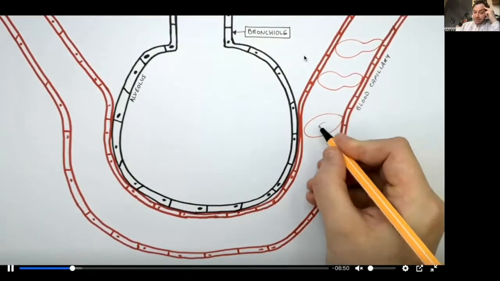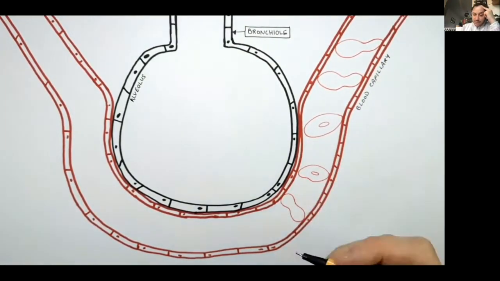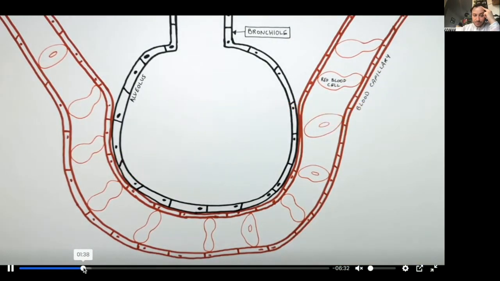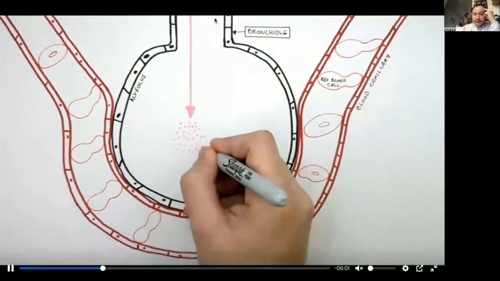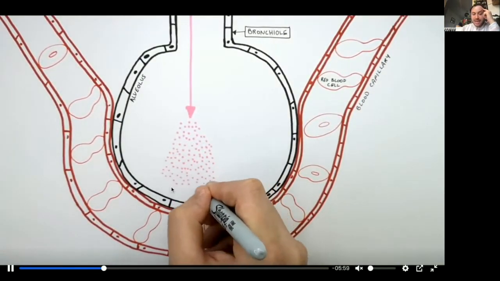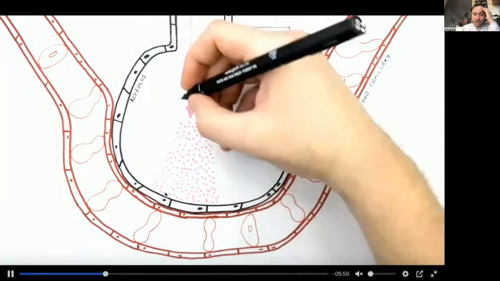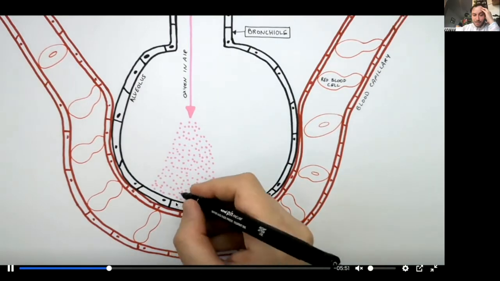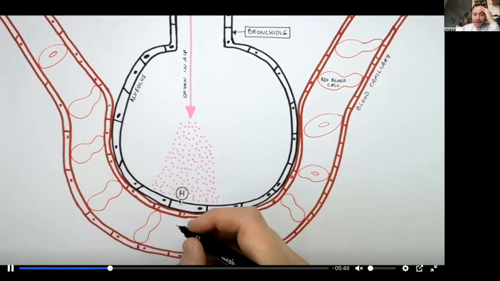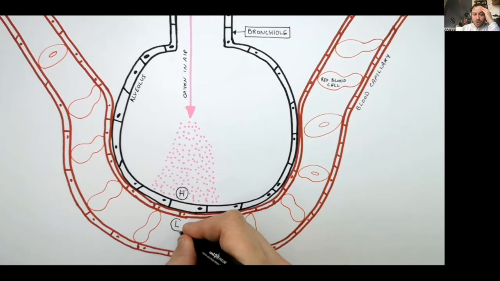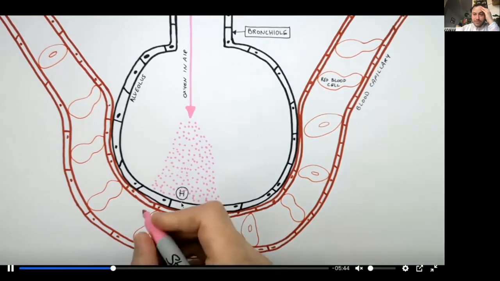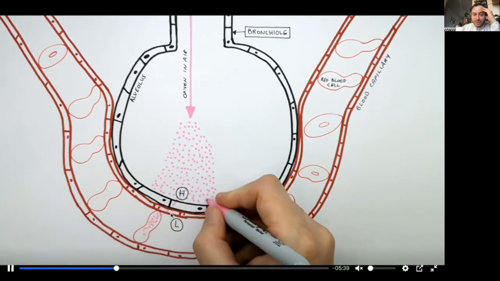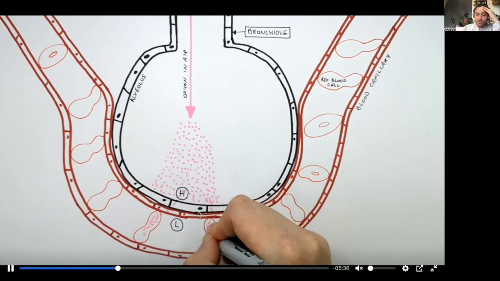And these are the red blood cells. The red blood cells are in the capillary, and we breathe in oxygen. The oxygen is what we breathe in into the alveolus, and then it needs to diffuse from a high to a low concentration.